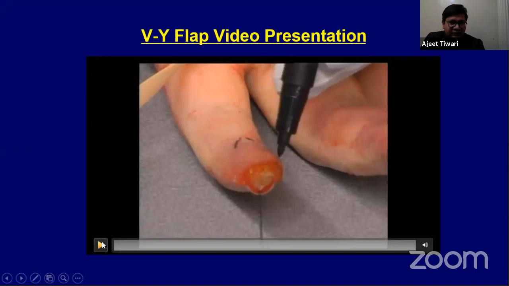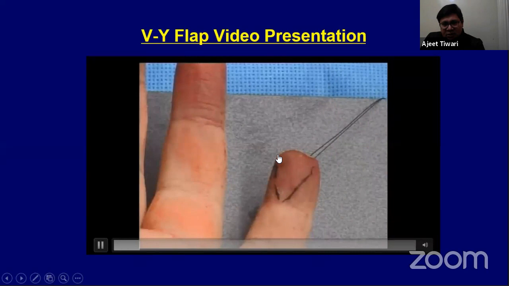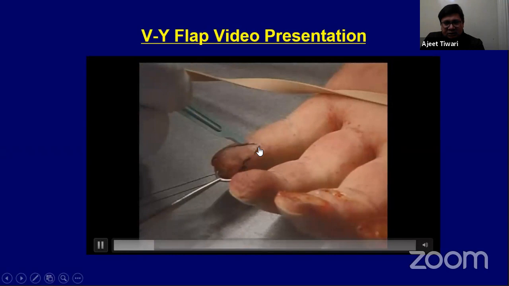This is a cadaveric videograph, whereas the patient has a transverse amputation. The important thing about the marking is that the base should be at the defect side, and the triangle apex should be at the flexure crease.